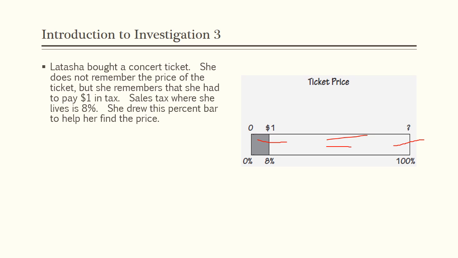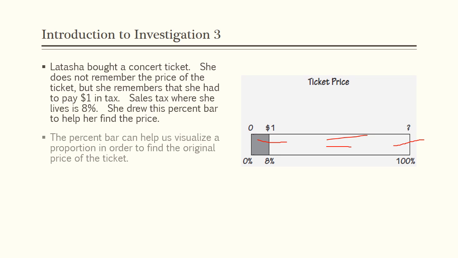Latasha bought a concert ticket. She doesn't remember how much the price of the ticket was, but she remembers that she paid $1 in tax. Sales tax where she lives is 8%. She drew this percent bar to help her find the price. The whole bar is worth 100%, and she labeled on here that 8% was $1.